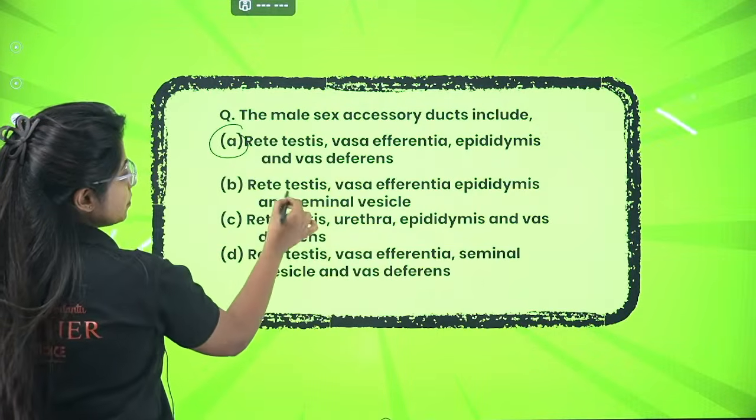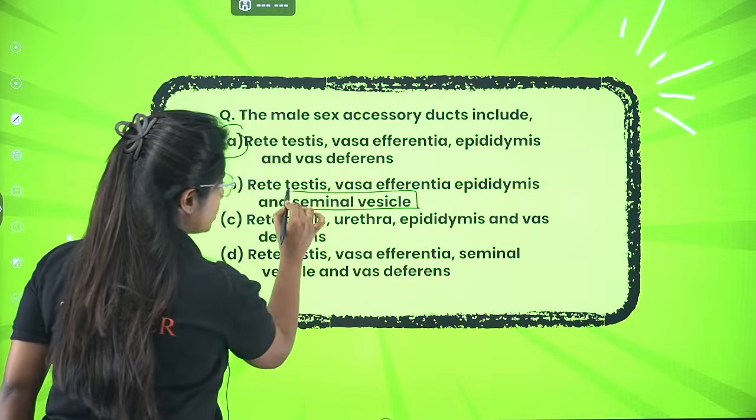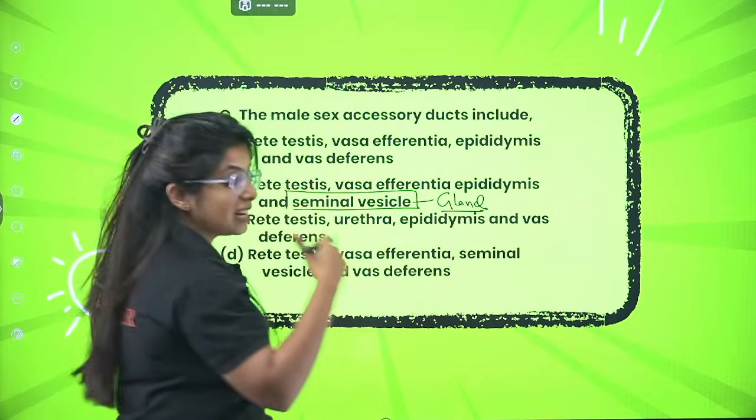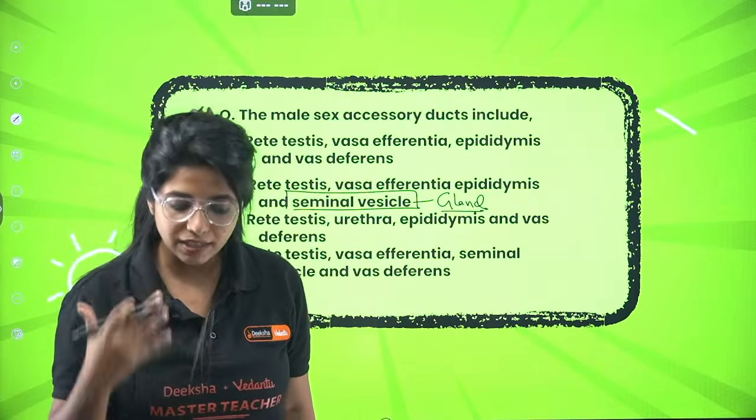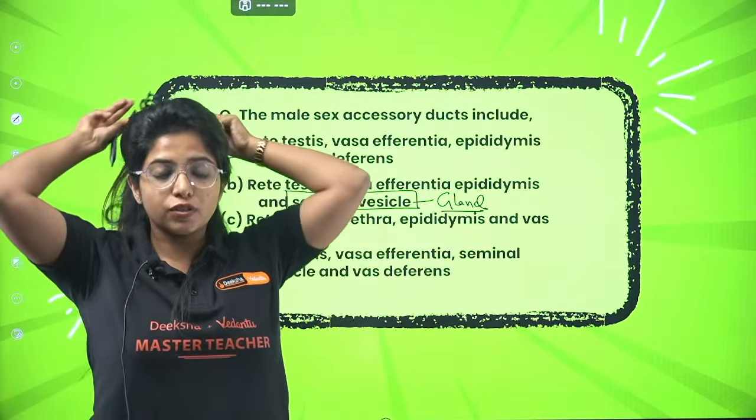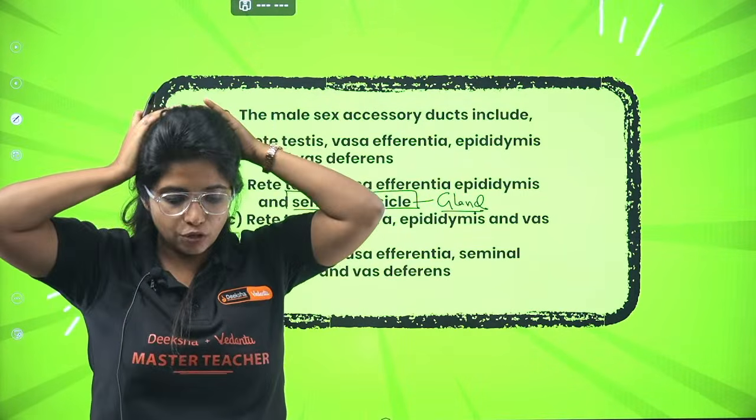Why A? Why not B? Because here seminal vesicle is being put. Seminal vesicle is a gland. I told you 3 glands are there. A gland is basically going to give secretion, and a duct is basically going to help in transport. So these are 2 different things. You should not be forgetting.